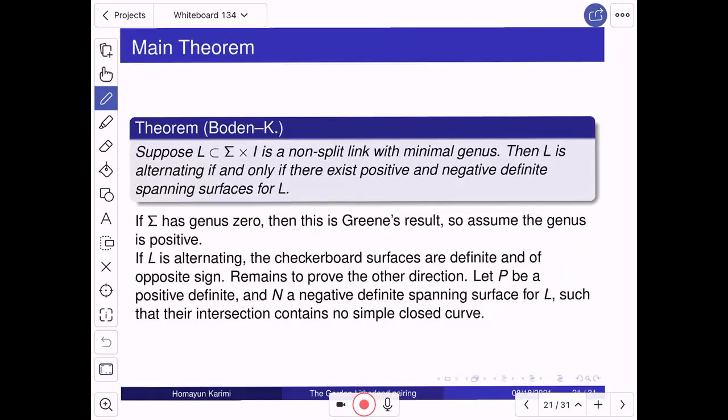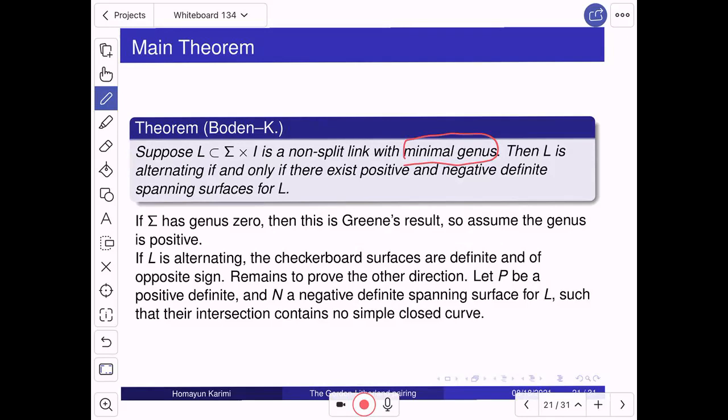Okay, now we start with a link. So the next step is to characterize alternating links. We start with a non-split link, and assume it has minimal genus. You don't need to worry about this assumption now, because later on we prove that you can remove this hypothesis. So I'm not going to even define it here. I define it later.